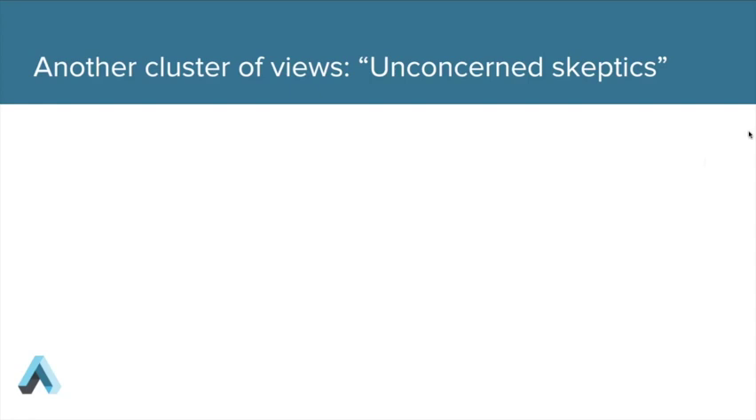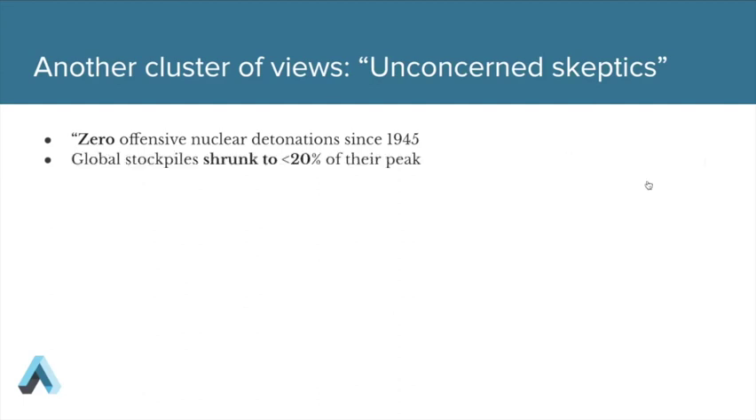Another perspective that we could call the unconcerned skeptics. There have been 0 offensive nuclear weapons used since 1945, would be where the emphasis starts. We've had about 70 plus years without any conflicts. So the base rates seem, in a way, pretty promising. And this was through the Cold War, through many tensions. Global stockpiles have shrunk to 20% of their peak. Yes, they did reach 70,000, but they have since declined precipitously down to about 13,000.